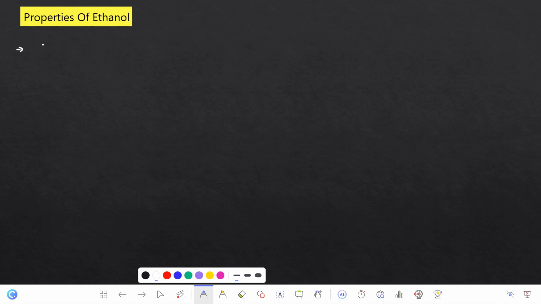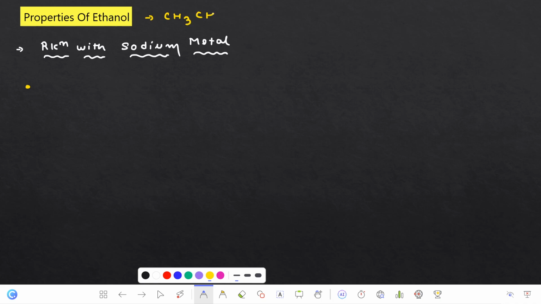Okay, so the first property is reaction with sodium metal. Okay, reaction with sodium metal. So the formula of ethanol is what? CH3, CH2 and OH. Clear? So ethanol, that is CH3, CH2, OH, reacts with sodium metal to form two products.